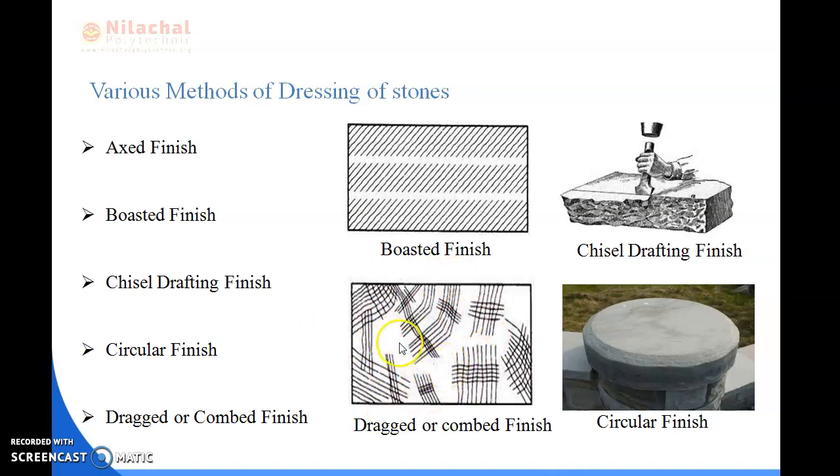So in this type of finish, a drag or a comb is a piece of steel with a number of teeth. Here you can see the teeth are rubbed on the surfaces of the stone in all directions, horizontal, vertical, any direction, and this finish is suitable only for stones.